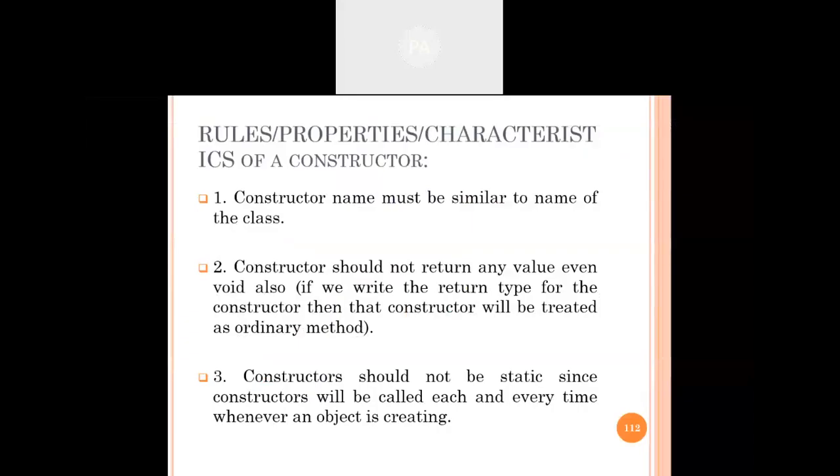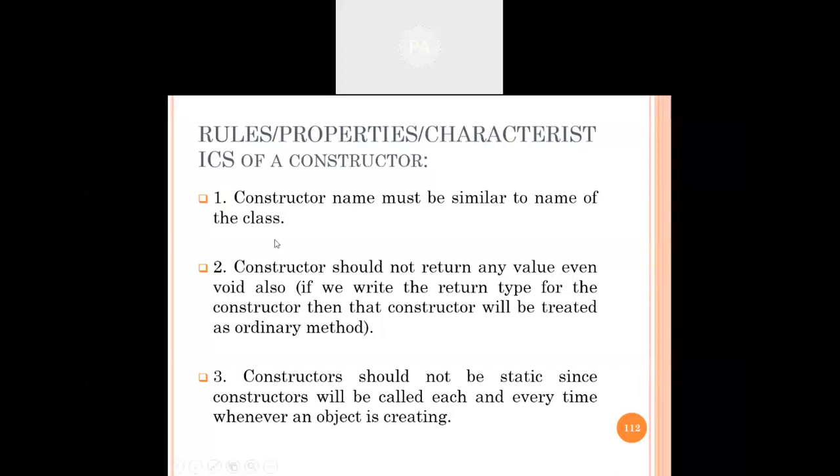Okay, now let's see the rules again one by one. A constructor name must be similar to the name of the class. A constructor should not return any value, even void. Void is an empty return type. What is void? Void is an empty return type. It means that it does not return anything. So even we cannot use void before the constructor. Make a note of that.